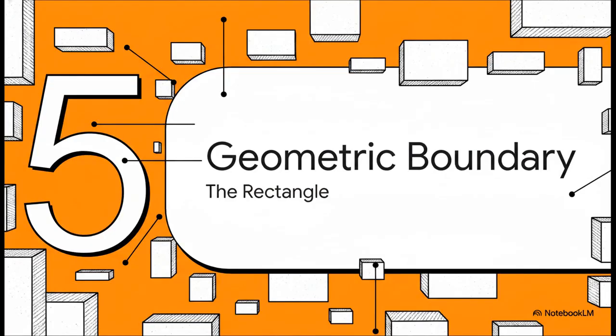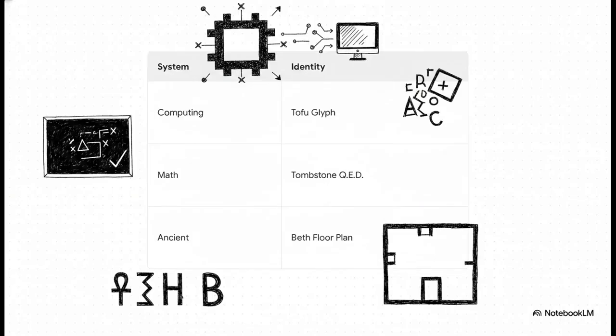And now for Section 5, the final geometric boundary, the rectangle of human existence. For our final section, we're zooming way out. We're moving from complex music notes to the starkest, most basic shape of them all, the simple hollow rectangle. And when you track this block across systems, its power is kind of incredible. In digital computing, this empty box is playfully called tofu.